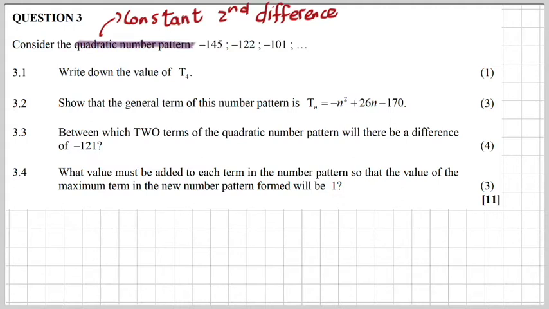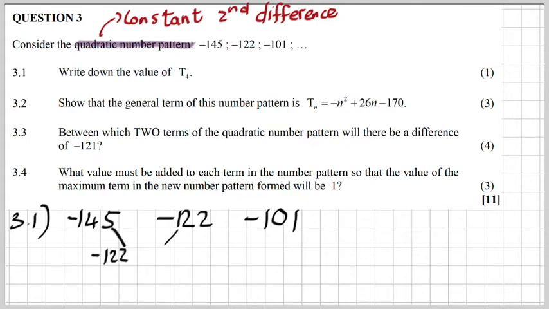For me to answer question 3.1, I like to write out my terms. So negative 145, negative 122, negative 100. Now please, grade 12s, be careful. Don't rush through this. I've seen so many students mess this up because they think it's easy, and then they get the signs wrong. So I like to write it out. Negative 122 minus negative 145 is 23. In other words, I'm adding 23 to get from negative 145 to negative 122.